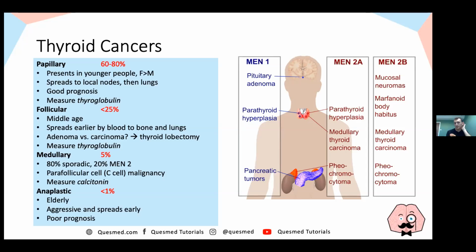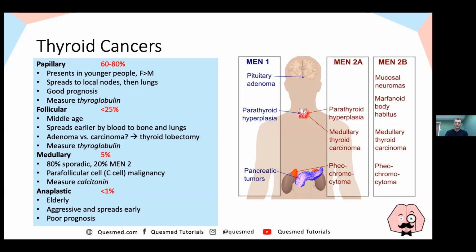And if we look over to this image here, this gives a demonstration of MEN1, MEN2A, and MEN2B. And in MEN2A and 2B, there's an association between medullary thyroid carcinoma and pheochromocytoma. So although it's incredibly rare, it's still important to remember those, as it's a classic exam type question to throw those in as part of the family history.